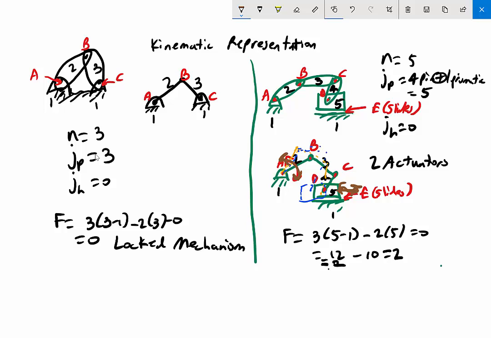So there's a case we looked at 1 degree of freedom. We looked at a lock mechanism, which was 0. And we looked at a case of 2 actuators. I could have a negative value if I have an extra support in there. I could go negative.